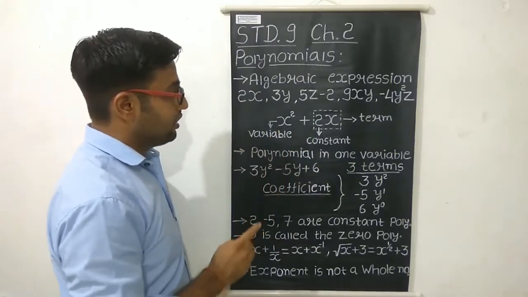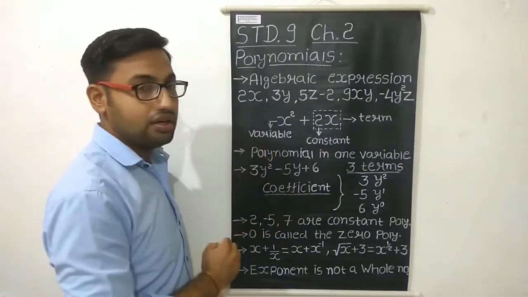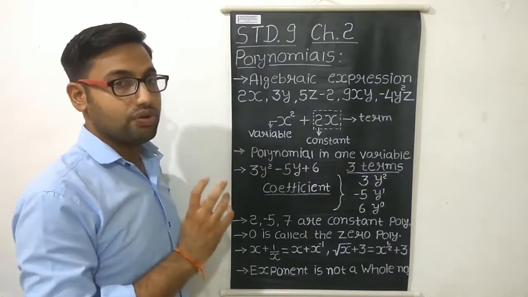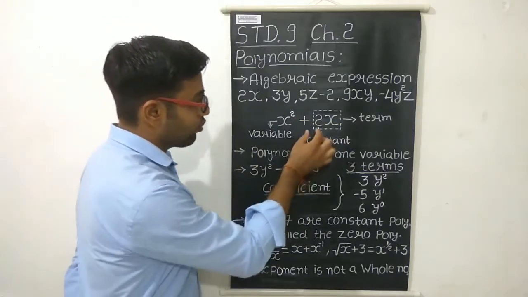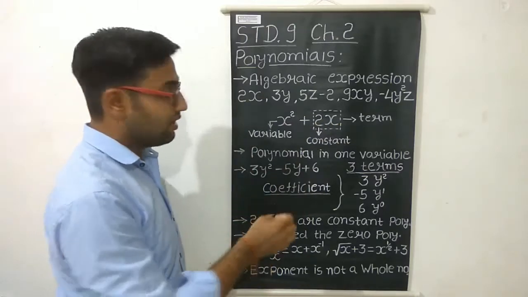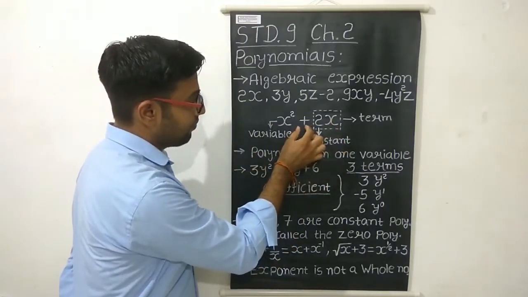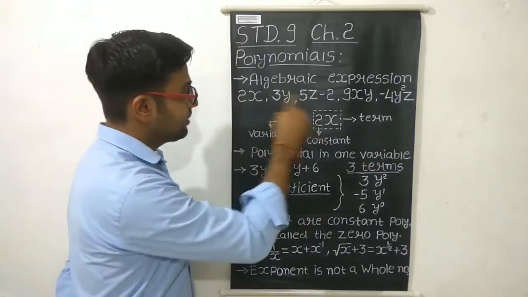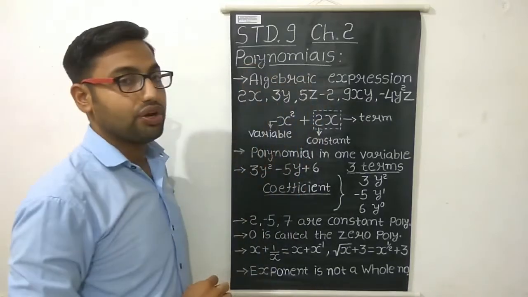So the basic concept of constant, variable, term, and polynomial is now clear in your mind. We will repeat again. Whenever one constant and variable come together, it becomes a term. If such terms are put together, then it becomes an algebraic expression, and such algebraic expressions are called polynomials.